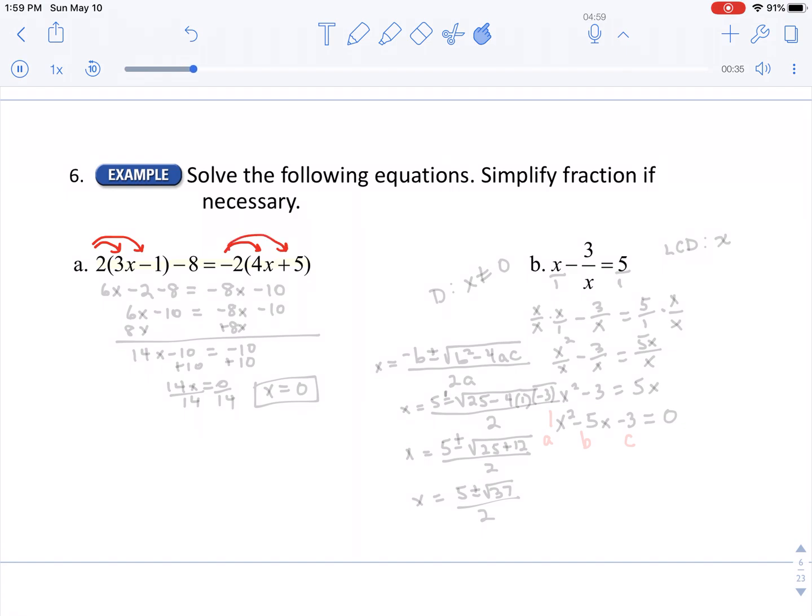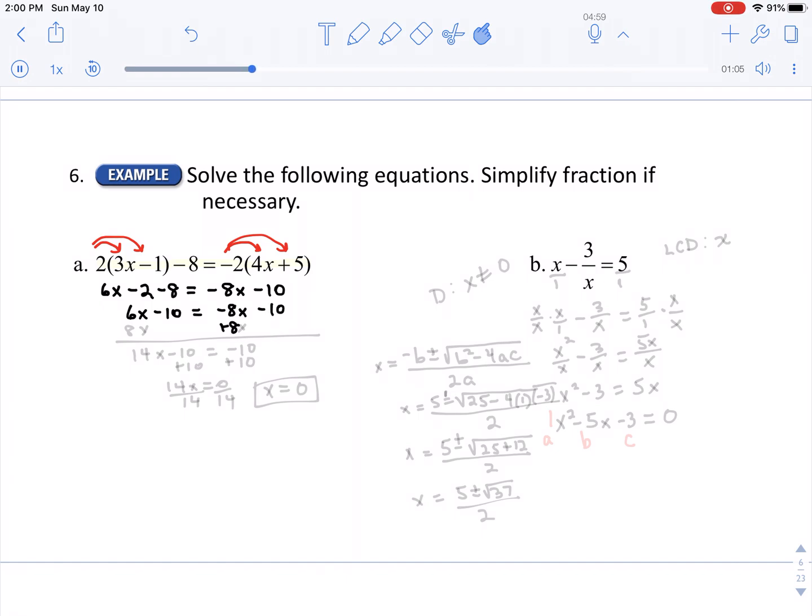So for the first step, 2 times 3x gives us 6x, and 2 times a negative 1 gives us a negative 2. Bring down the negative 8 equals a negative 2 times 4x is a negative 8x, and a negative 2 times 5 is a negative 10. Now we're going to, on the left-hand side, combine our like terms. So we get 6x minus 10 equals negative 8x minus 10.